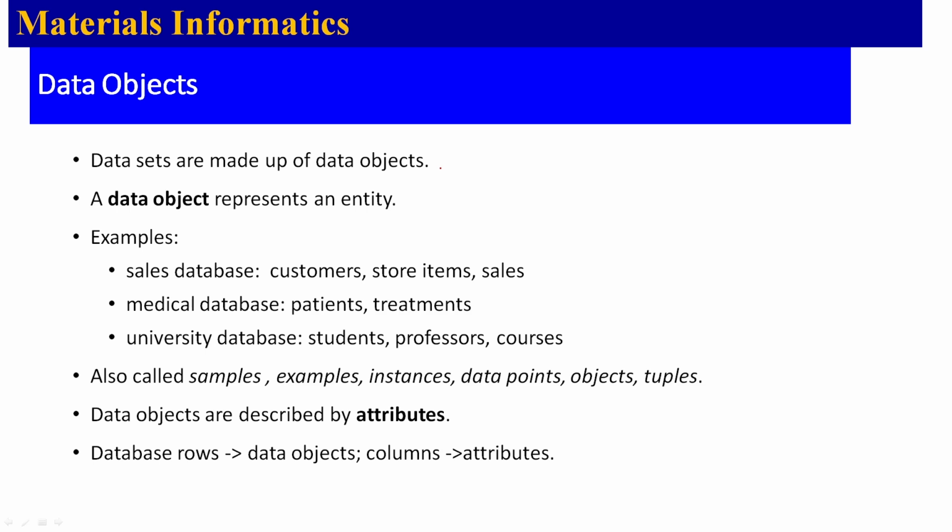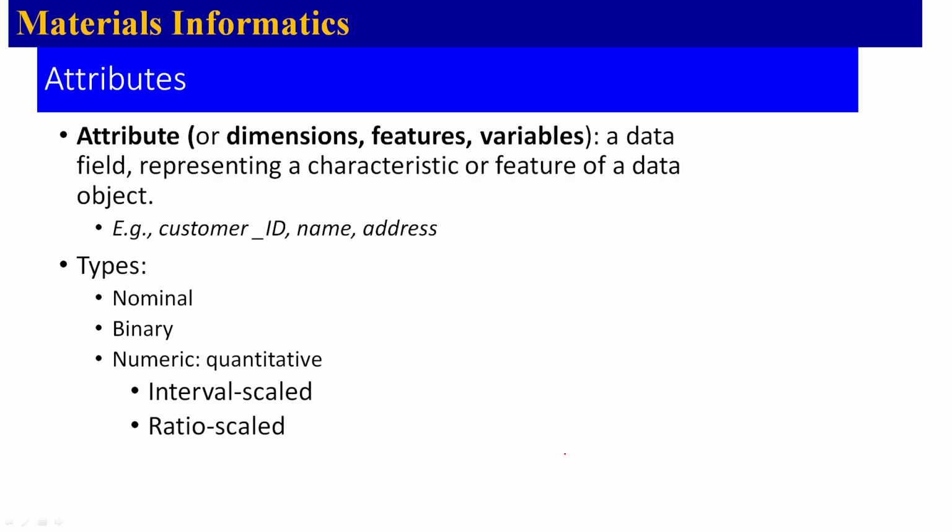So, data sets actually provide you a set of data, and it can be like customer data or material data, or patient data or student data, right? And then objects will be described by attributes. We know attributes are features. So, normally in databases, in the rows you provide data objects, columns will provide you data attributes, as you have seen. So, attributes can be dimensions, features, variables like customer ID, name, address, we always talk about it. In your ID card, you have a name, address, your number, everything will be written.